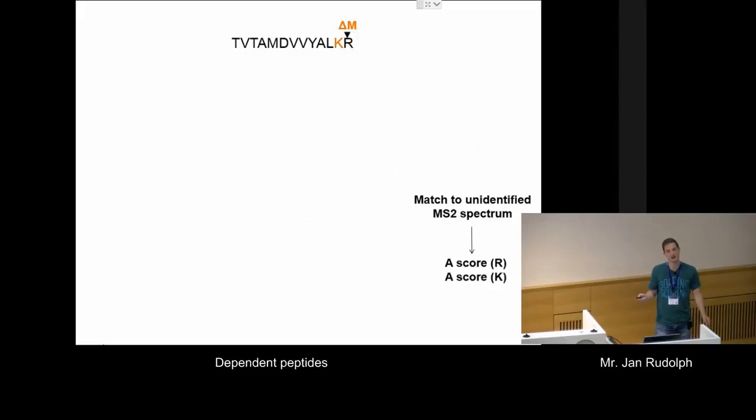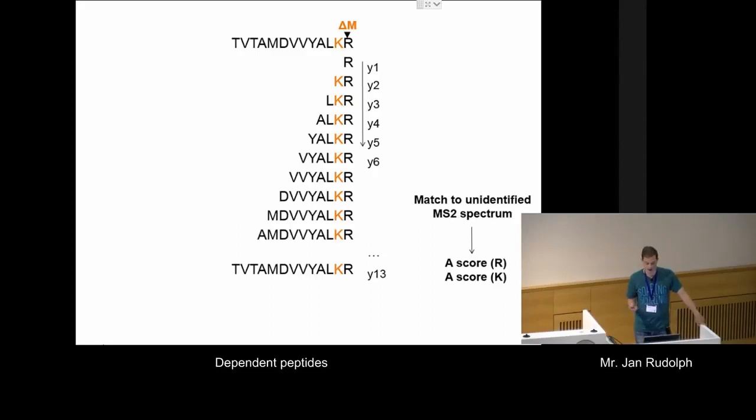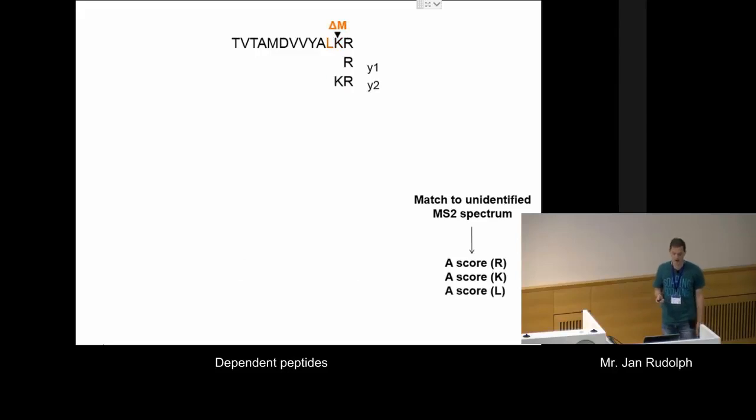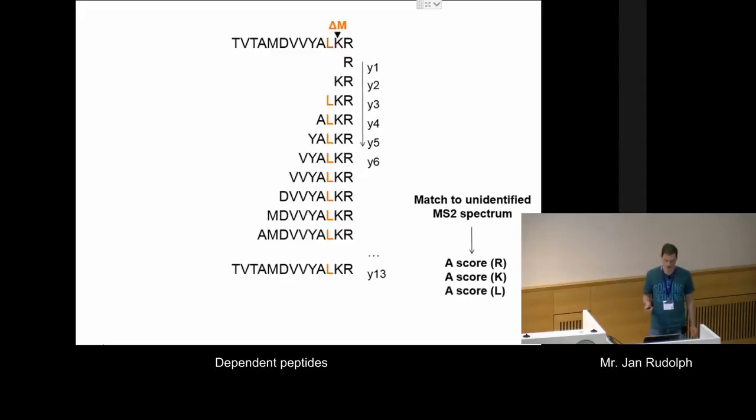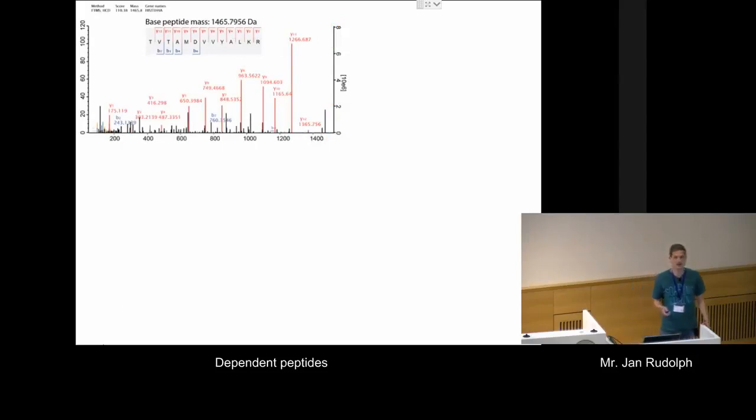So here we put the mass difference on the second amino acid, and again we generate this Y-ion series. And you can see that now the very first Y-ion does not bear any mass difference, but all others do. And again we can calculate the score, and so on we can go through the entire peptide. So here I show only the Y-ions, but the B-ions are also considered in MaxQuant. So now we would choose the best score of all these possible positions as our localization of the modification.